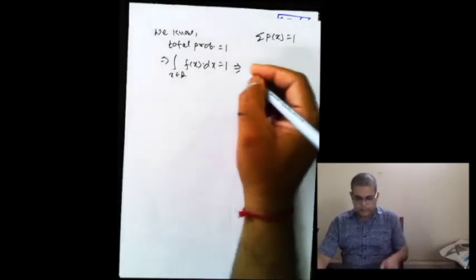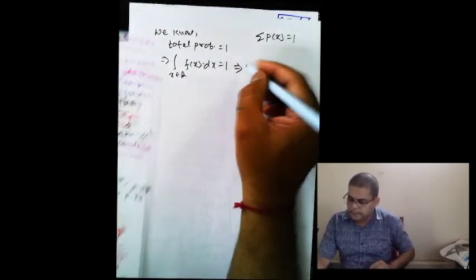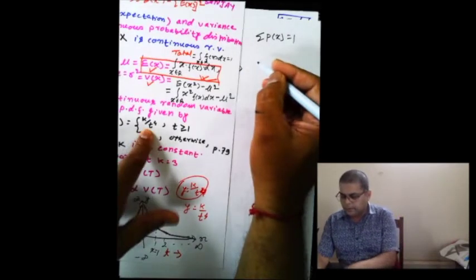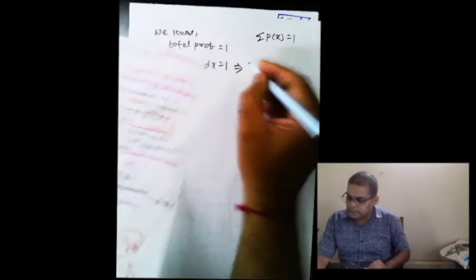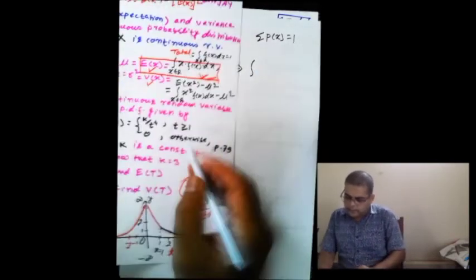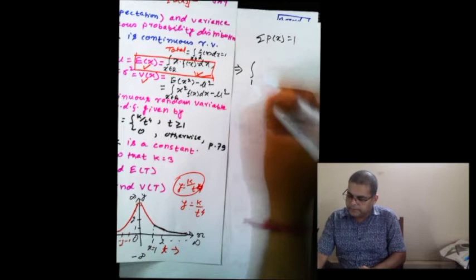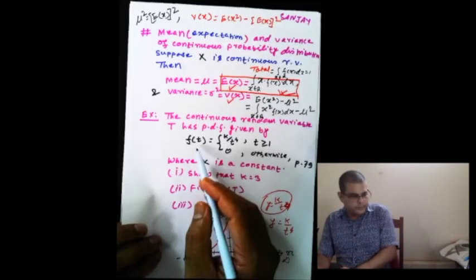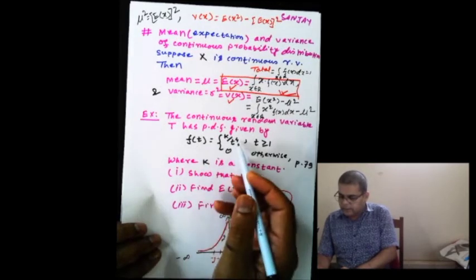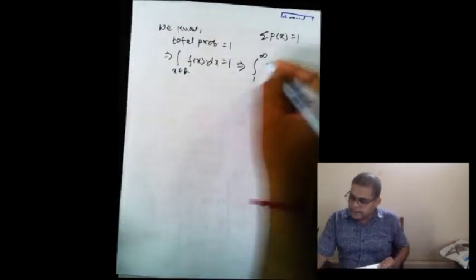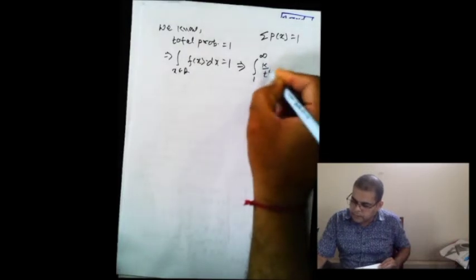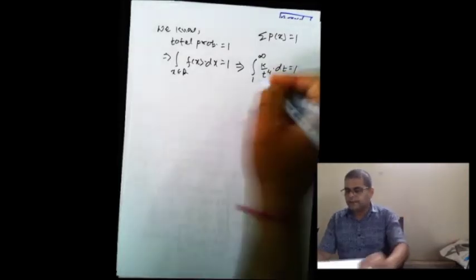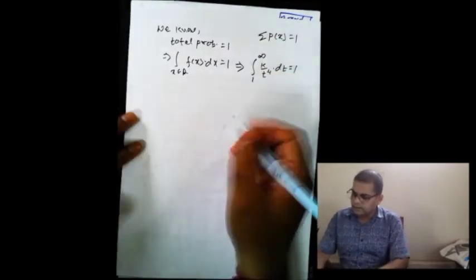After that, you can see that in place of x, t has been used over here, so you replace x by t. That means first of all the range of values of t is 1 to infinity, and f(x) here is f(t), so f(t) is k divided by t to the power 4. So we write the integral of k divided by t to the power 4 dt equals 1 in order to find the value of k.